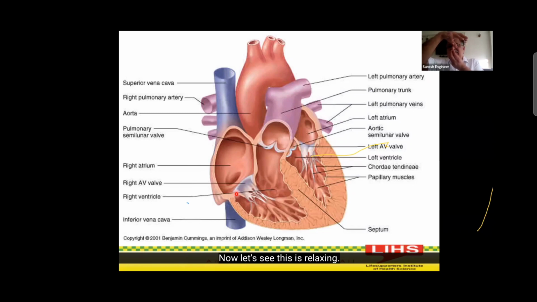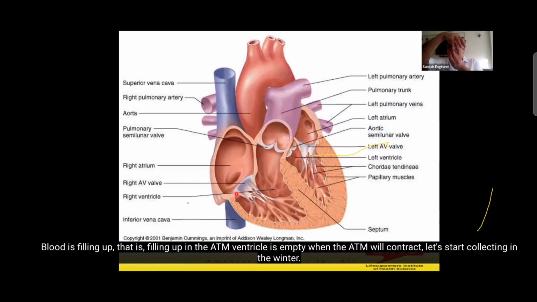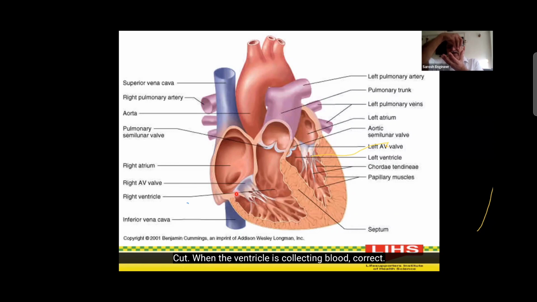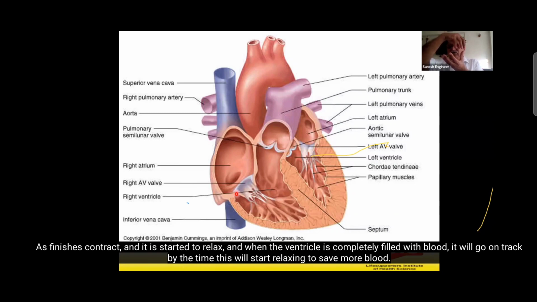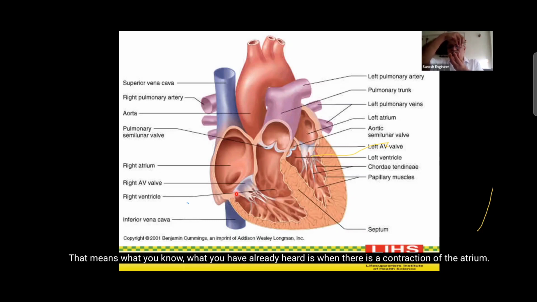Now let's see this. Atrium is relaxing, blood is filling up in the atrium, ventricle is empty. When the atrium will contract, blood will start collecting in the ventricle. When the ventricle is collecting blood, the atrium has finished its contraction and has started to relax. And when the ventricle is completely filled with blood, it will contract. By that time this will start relaxing to receive more blood. That means what you have already heard: when there is contraction of the atrium, there is relaxation of the ventricle. When there is contraction of the ventricle, there is relaxation of the atrium. You have learned it many times.